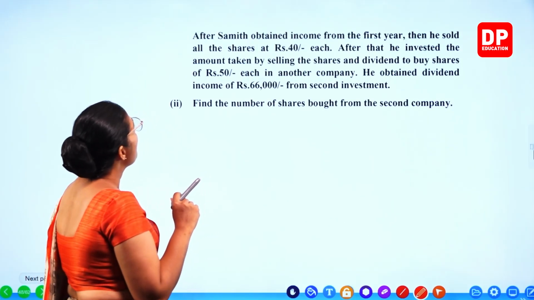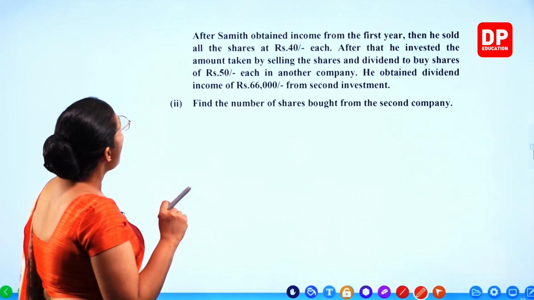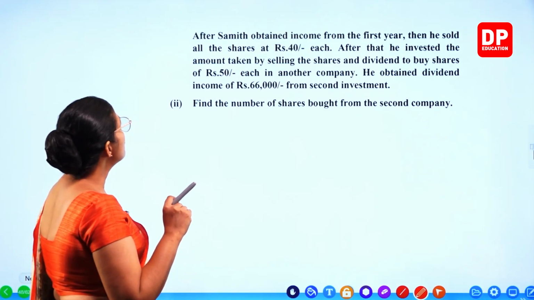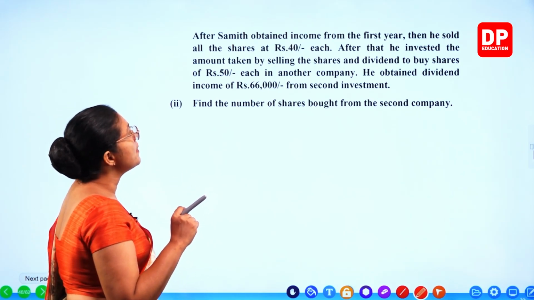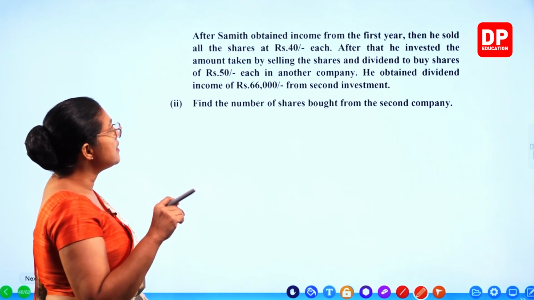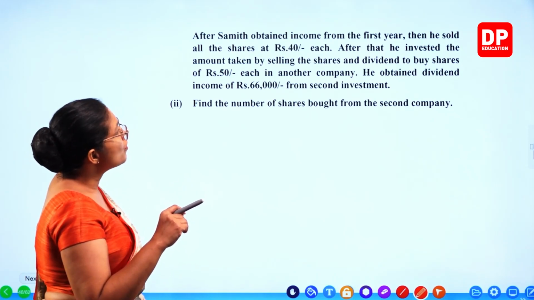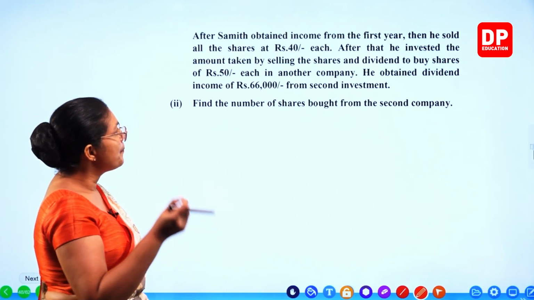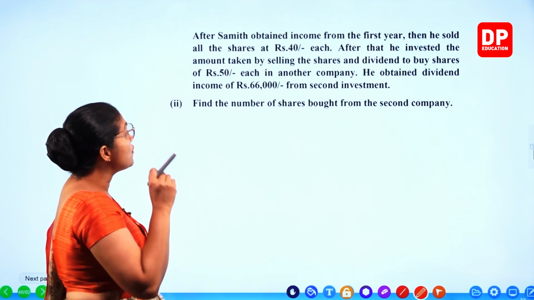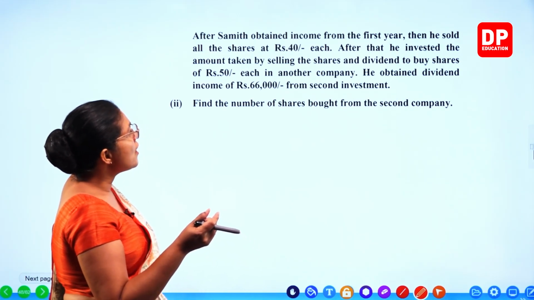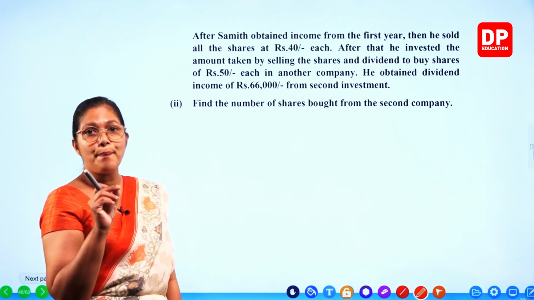Then it says, after Samit obtained income from the first year, he sold all the shares at 40 rupees each. After that, he invested the amount taken by selling the shares and dividend to buy shares of 50 rupees each in another company. He obtained dividend income of 66,000 from the second investment. Find the number of shares bought from the second company.